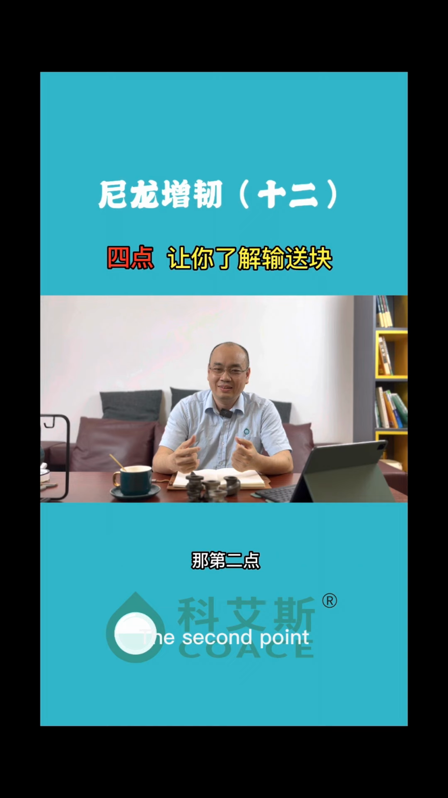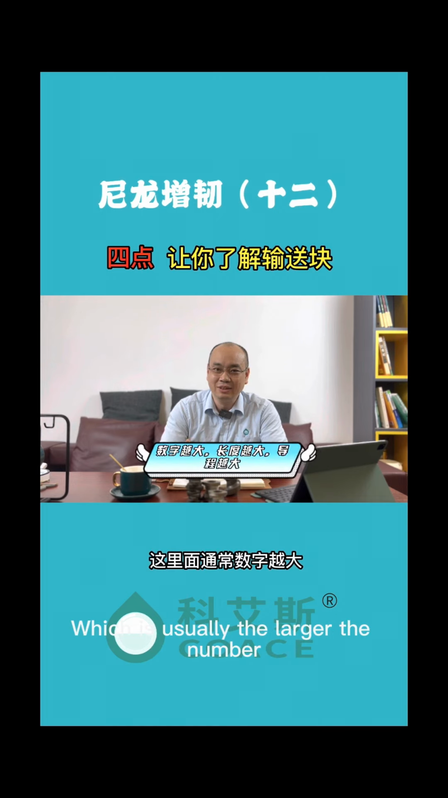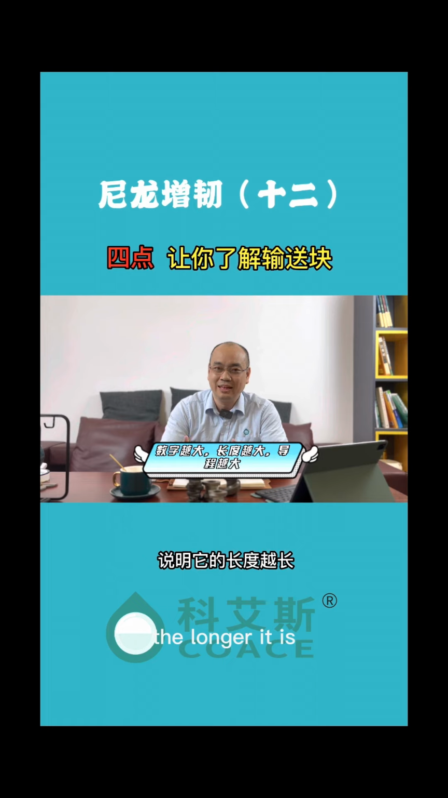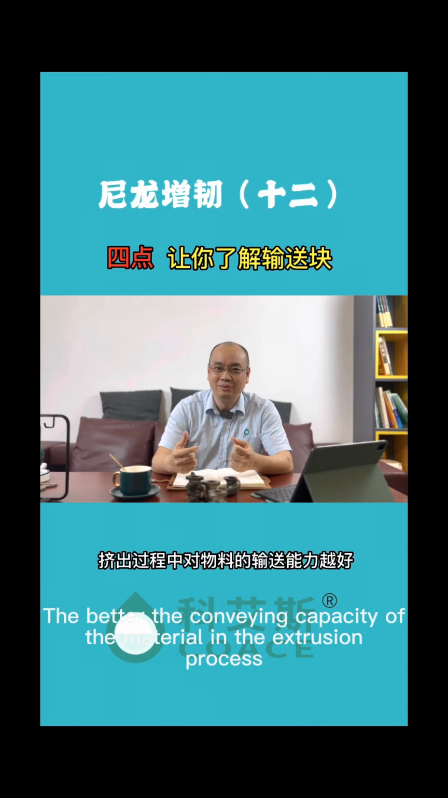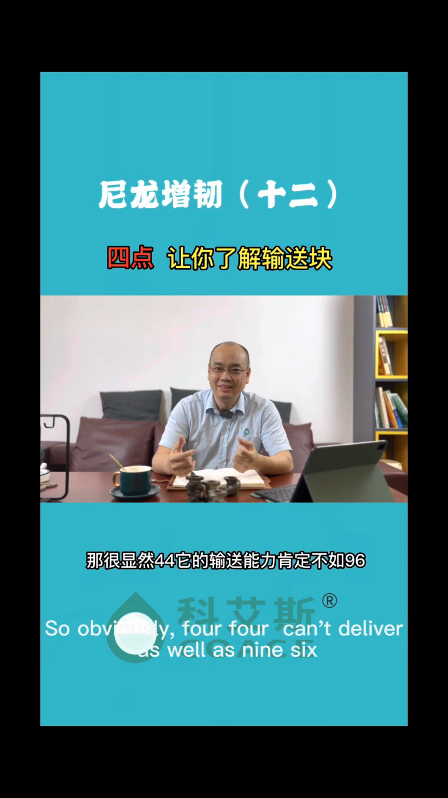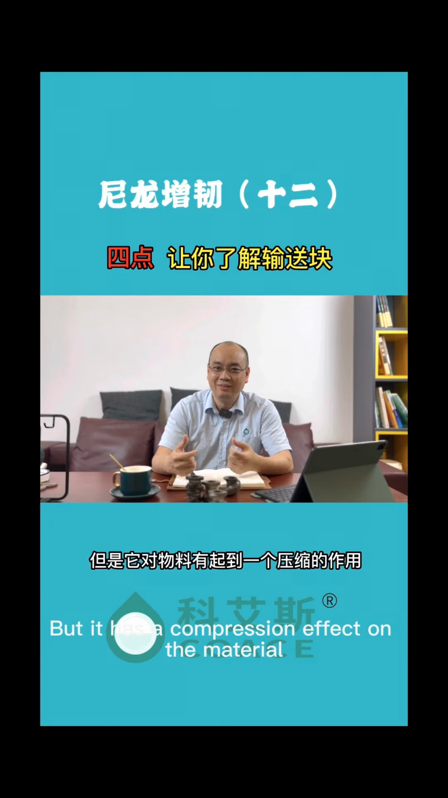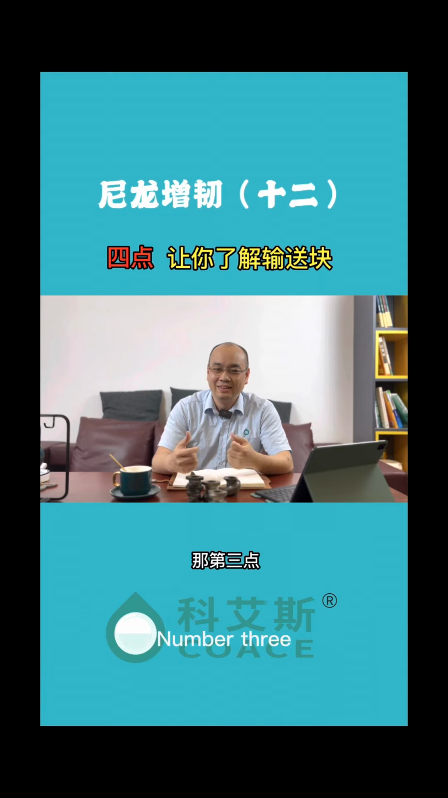The second point. The difference here is that usually the larger the number, the longer it is. It also has a bigger lead. The bigger the number, the better the conveying capacity of the material in the extrusion process. The smaller the number, like 96 and 44, obviously 44 can't deliver as well as 96, but it has a compression effect on the material. Therefore, its compression capacity for materials is relatively good. That's the second point. Number 3.